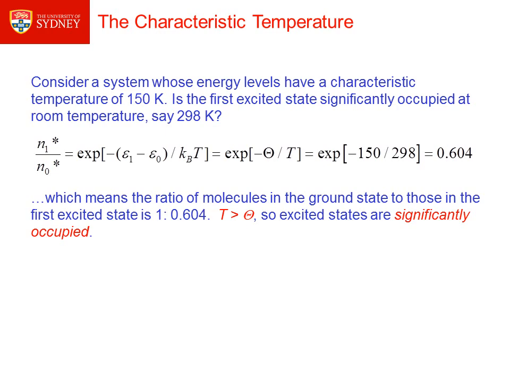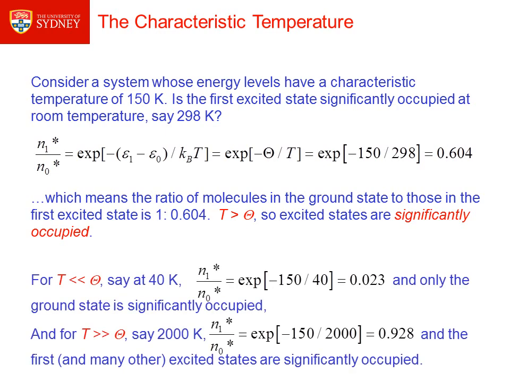If we look at the same system at a much lower temperature, like 40 Kelvin, then N1* over N0* is 0.023. That is, for every 4,000 molecules in the ground state, now there are only 94 in the first excited state. It's not significantly populated. We might also reasonably expect that there would be few, if any, molecules in any of the higher energy states.